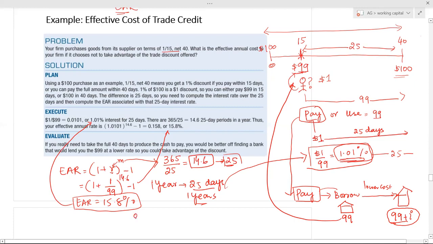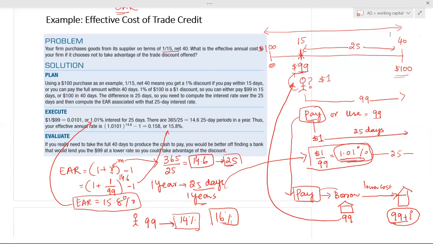So if you're able to secure a loan of 99 from a bank at a rate lower than 15.8%, so let's say it is 14%, will you take the credit? Yes, you are going to take the credit because your return is higher than the cost that you will pay to the bank. If it is 16%, you will better use the 99 for the remaining 25 days. You will pay at the end how much? 100. So this is actually the effective cost of trade credit that we need to understand.